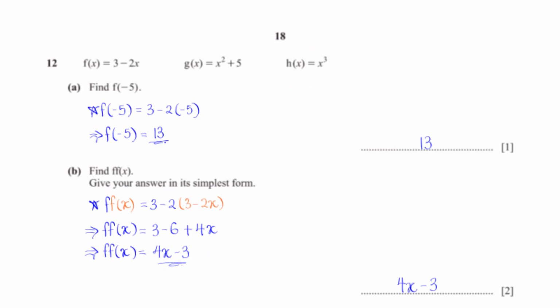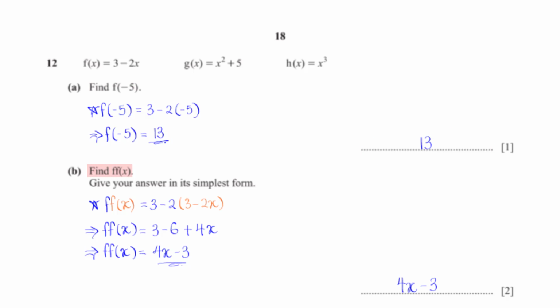f of x equals 3 minus 2x. g of x equals x squared plus 5. h of x equals x cubed. Find f of negative 5. So f of negative 5 is equal to 3 minus 2 times negative 5. And when we type this into the calculator, we get 13.